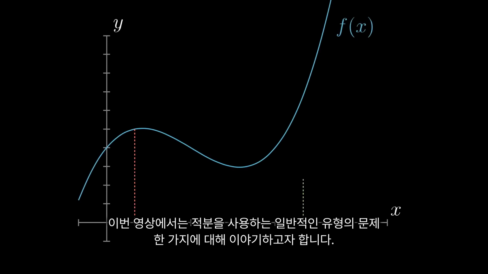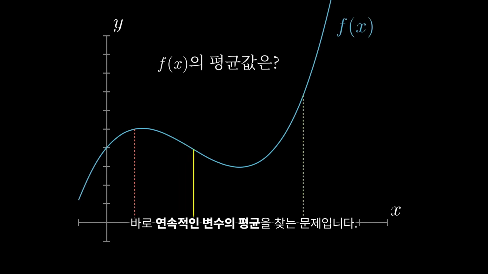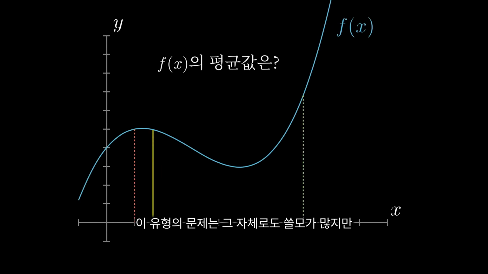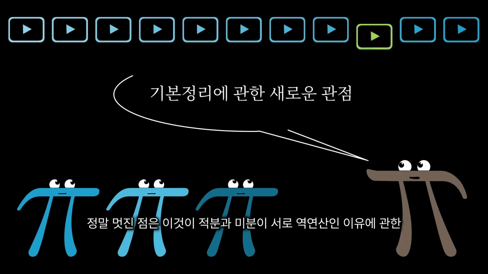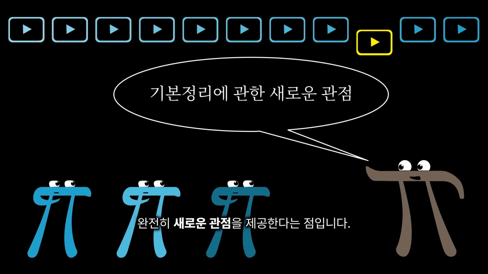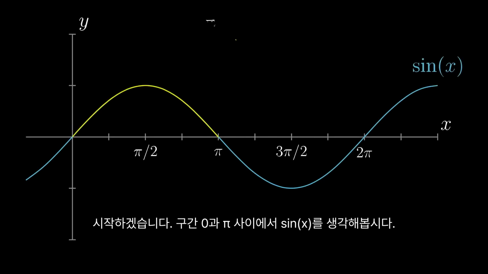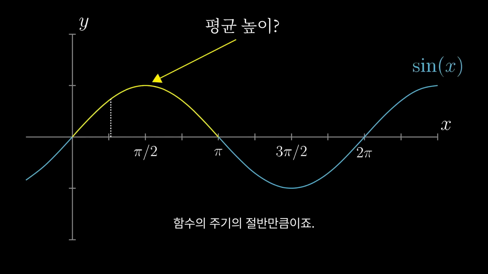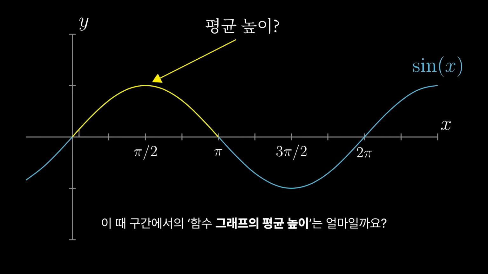Here, I want to discuss one common type of problem where integration comes up, finding the average of a continuous variable. This is a perfectly useful thing to know in its own right, but what's really neat is that it can give us a completely different perspective for why integrals and derivatives are inverses of each other. To start, take a look at the graph of sine of x between 0 and pi, which is half of its period. What is the average height of this graph on that interval?